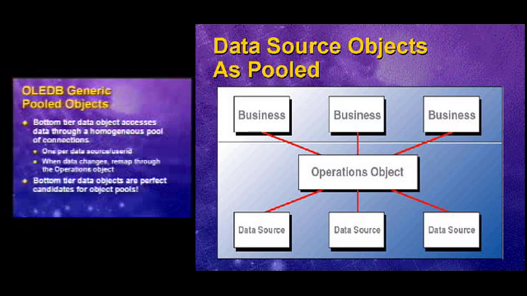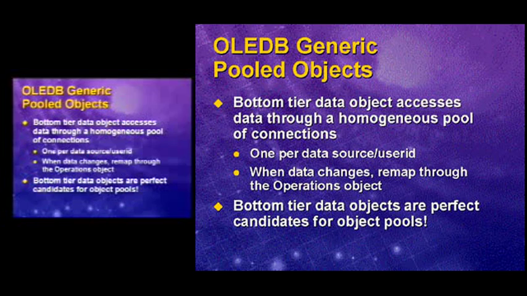Okay. So OLEDB pool generic objects. The bottom tier manages a homogeneous pool of connections. There's one per data source and user ID, because remember, I'm not going to reset the user ID each time. To do that would require closing the connection and reopening the connection. If I change the data, for example, if I change the orders access or I change some access from a SQL Server database to an Oracle database or vice versa, then I just remap them to a different bottom level object through the operations object. And again, the bottom level objects in this scenario are perfect for object pools.